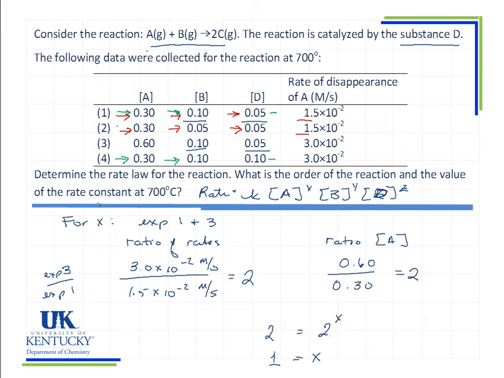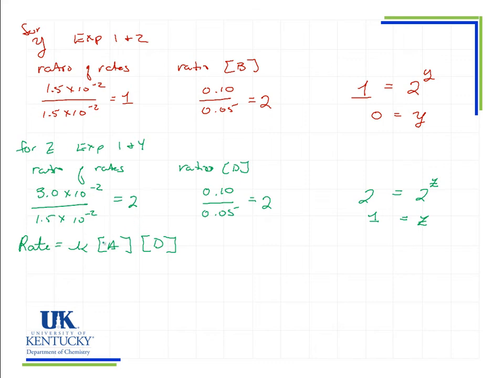Let's see what else is asked. Determine the rate law. We've done that. What is the order of the reaction? Well, the order of the reaction, the overall order, would be 1 plus 1. We don't see those written in, but we know they're there. So it's an overall order of 2, and we'd say it's second order overall.